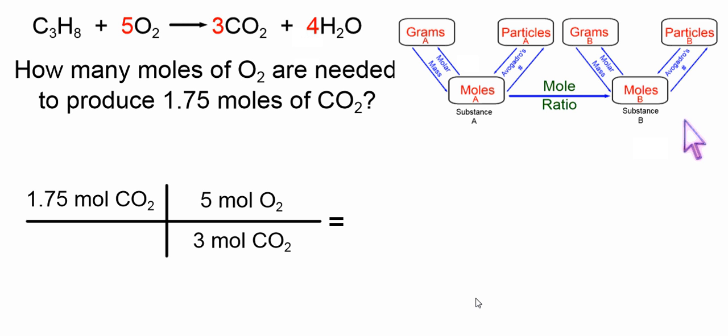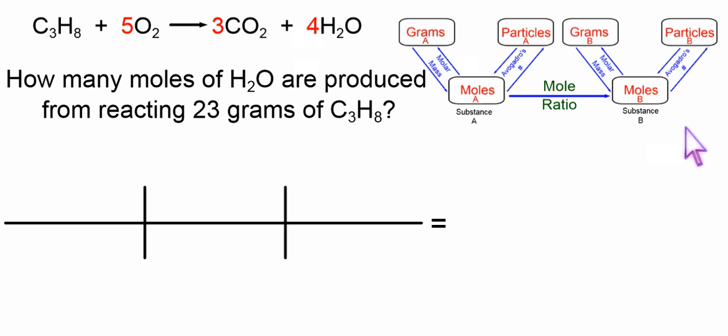If it's on the top, we multiply. If it's on the bottom, we divide. So 1.75 times 5 divided by 3 is 2.92 moles of oxygen. So that's a moles to moles problem utilizing the mole ratio, which uses the coefficients in my equation. Let's look at another example.